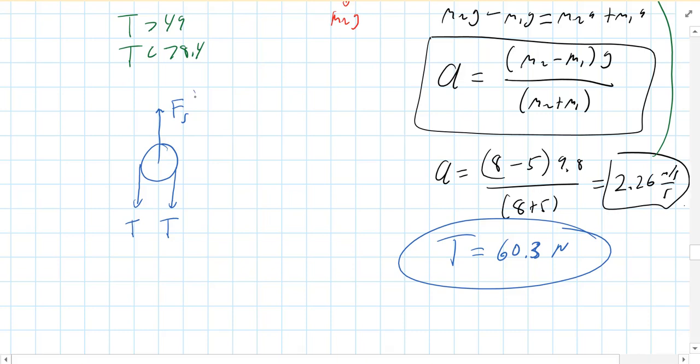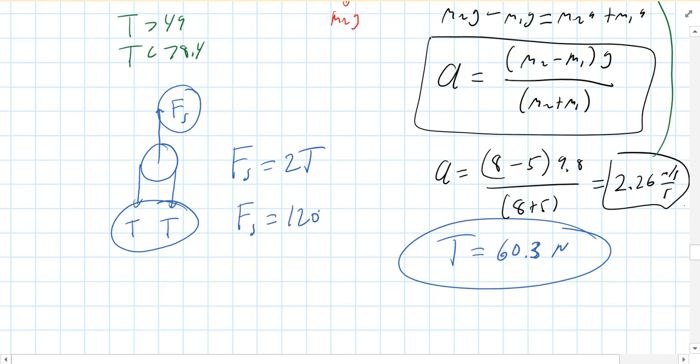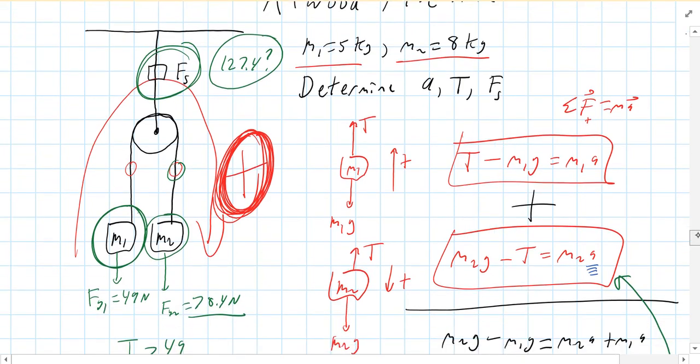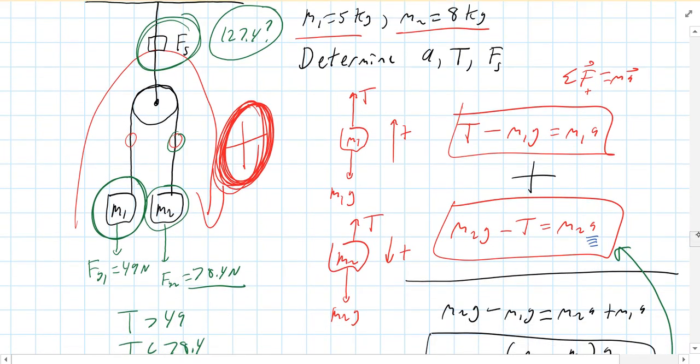That means that this force has to equal those two. So the force of the spring scale has to be equal to 2T. And we know our tension is 60.3. So the force of the spring scale has to be approximately 120.6 newtons, okay? Which is less than the 127, the weight of the system, okay?